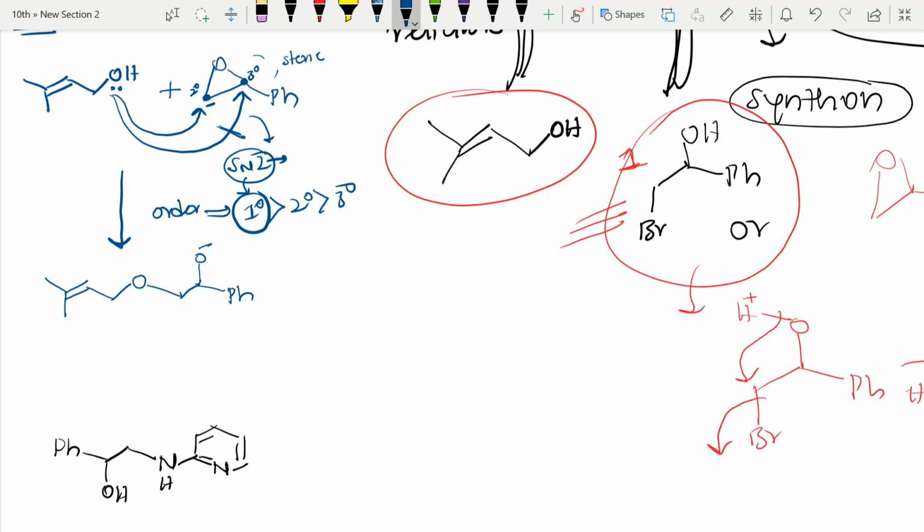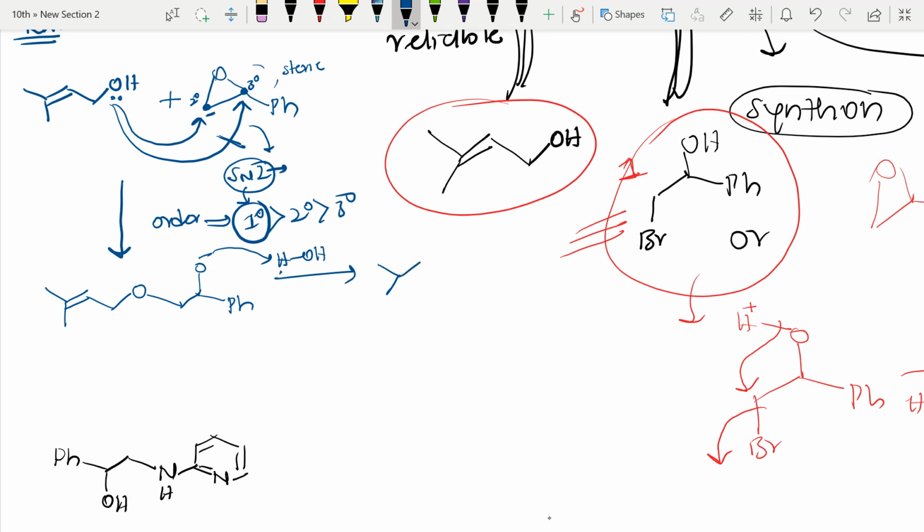Since the reaction is going in a water medium, water will be there. Instead of writing H2O, I can show HOH. So this negative charge will take that and I will get the product.